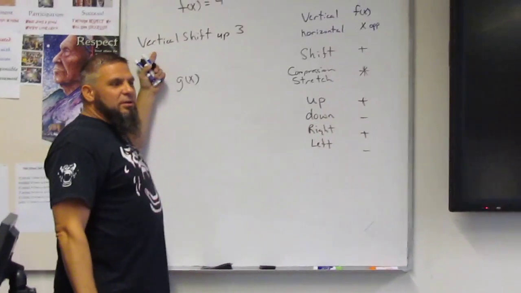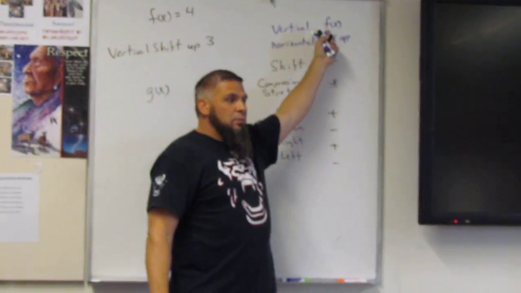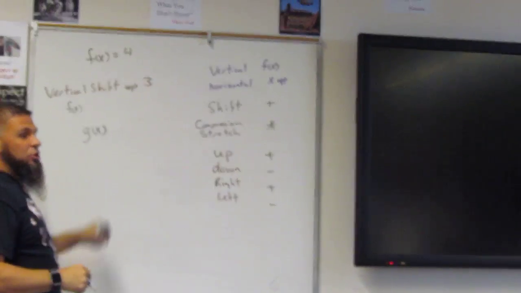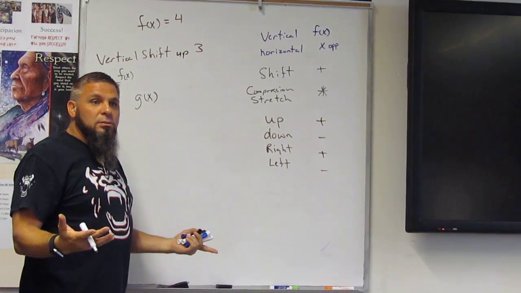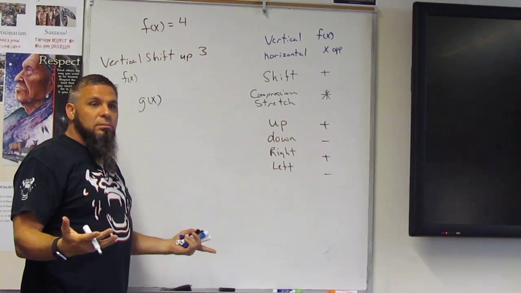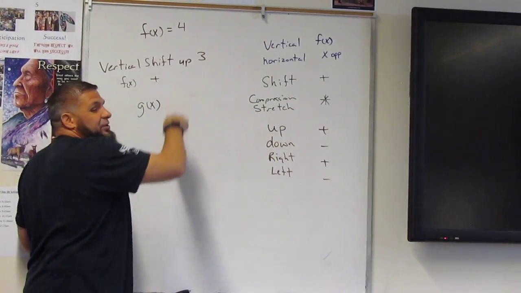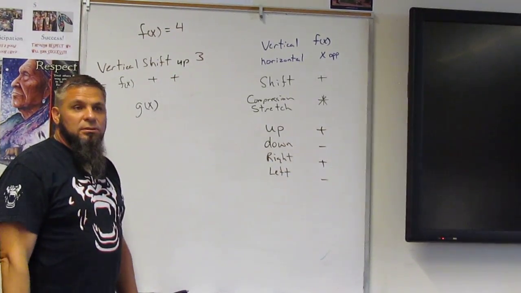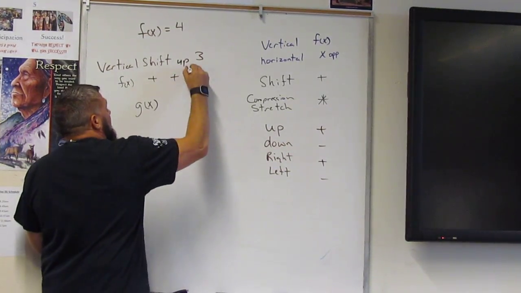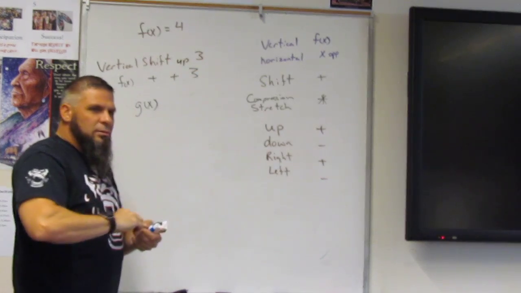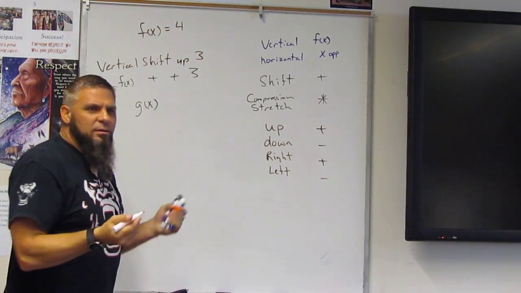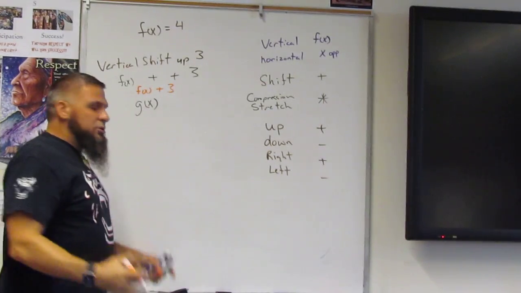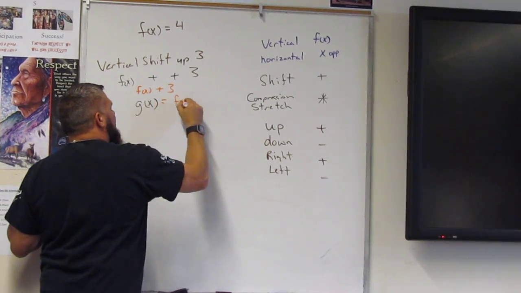It says vertical. What is vertical? Up is addition. Up 3 is plus 3. It's just plus. So f of x plus 3. So g of x is equal to f of x plus 3.